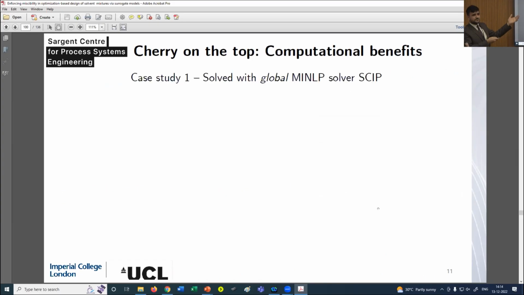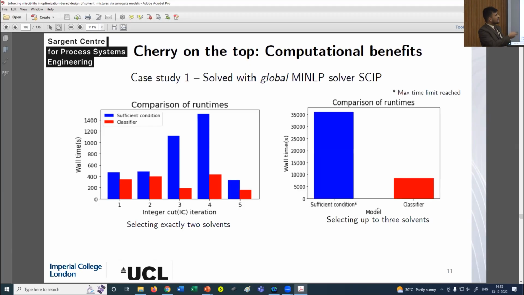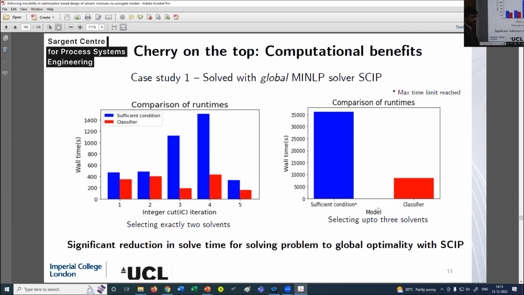Which brings me to the next part, which is the cherry on the top, the computational benefits that we obtain. In this plot, what you see is the wall time on the y-axis and each integer cut iteration on the x-axis. The blue bar represents the model with the sufficient condition, and the red bar represents the model with the classifier. As you can see, the red bars are much smaller than the blue bars. And we see a much more drastic improvement when we select up to 3 solvents. This timed out in 10 hours, but we solved this classifier embedded model in around 2.5 hours. So it's a very significant reduction in solve time for solving these problems to global optimality with scale.